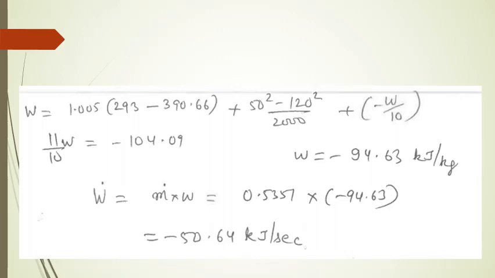Now we want to obtain the value of power transfer to the system for this question. So that can be obtained by multiplying the value of work input to the compressor with mass flow rate. So multiplying it with mass flow rate, we get the value minus 50.64 kilojoule per second. You can note that the value of W or W dot is negative, which indicates that basically it is the work input or power input, or you can say work done on the system or power done on the system.